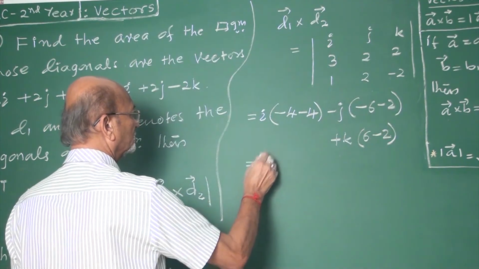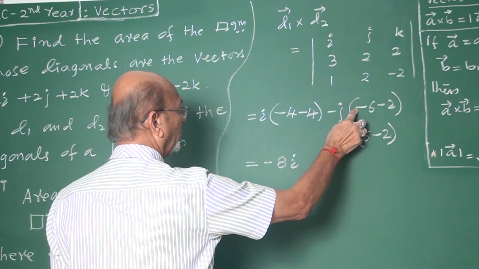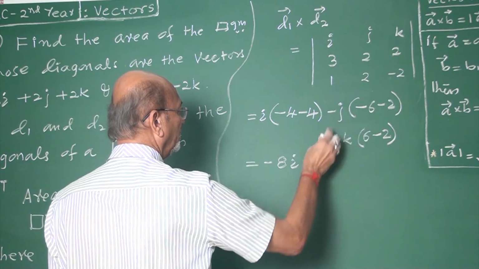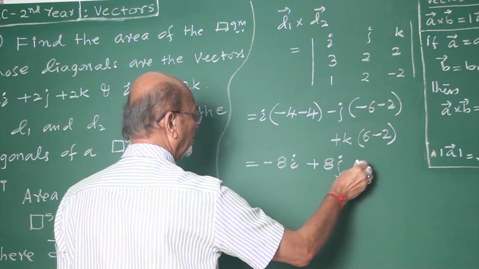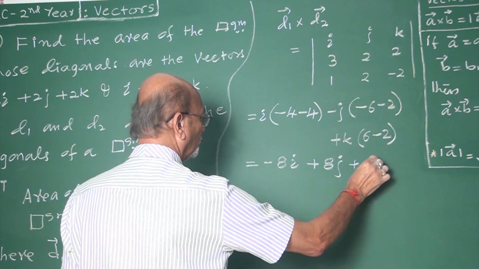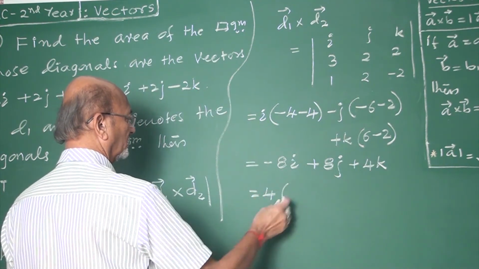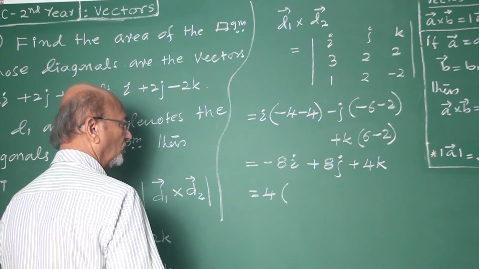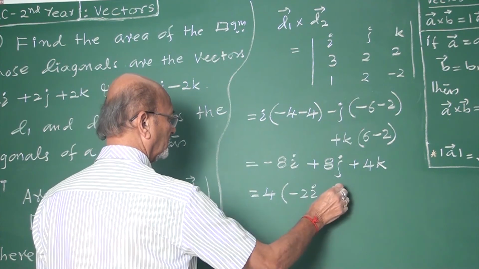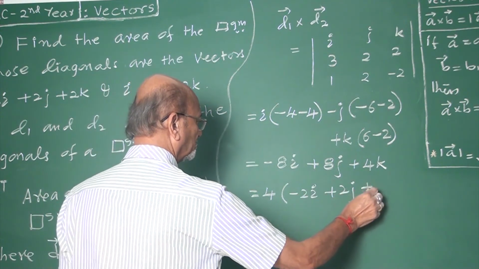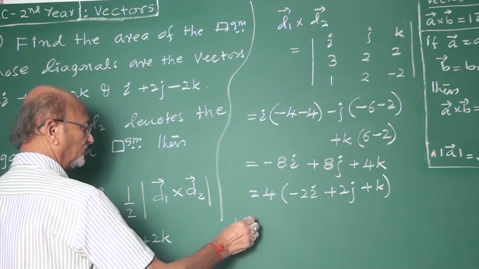My friends, minus 8 into i, minus 8 into minus j, plus 6 minus 2, plus 4k. What is common? 4 is common. Left inside the bracket, minus 2i, plus 2j, plus k.